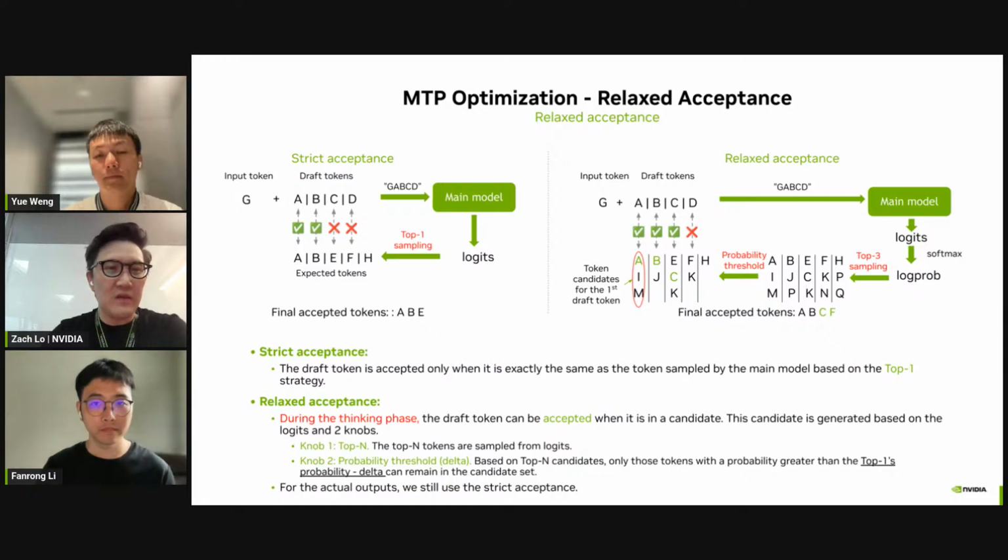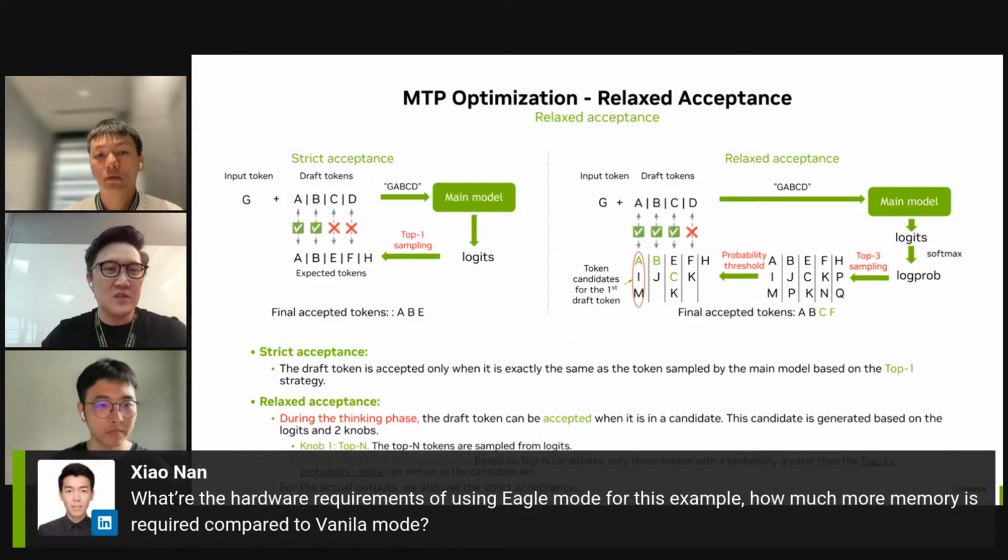Great. I think we have more questions rolling in. We still have about 10 or so minutes left. This one is, what are the hardware requirements for using Eagle mode in this example, and how much more memory is required compared to vanilla mode?